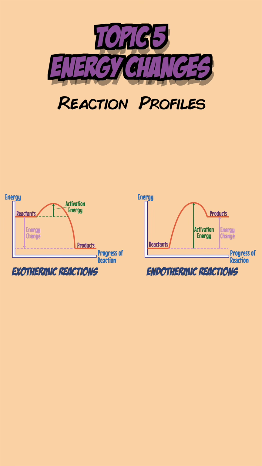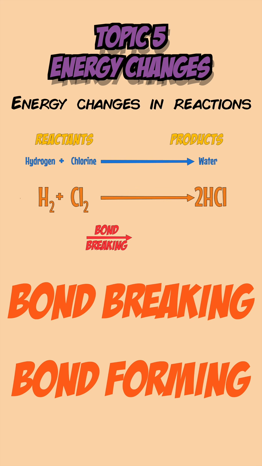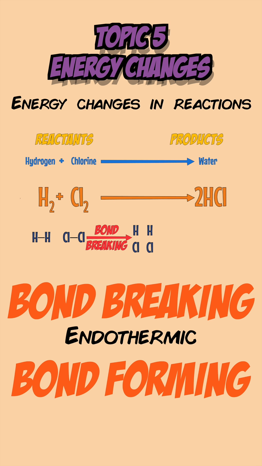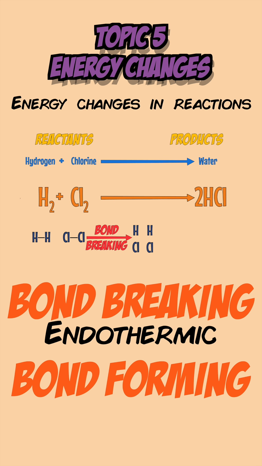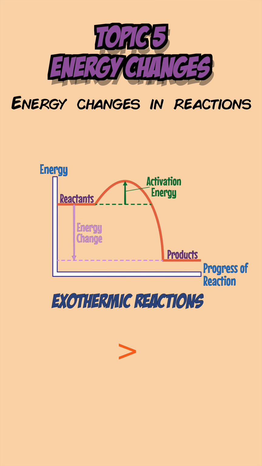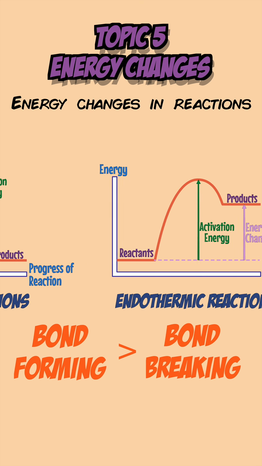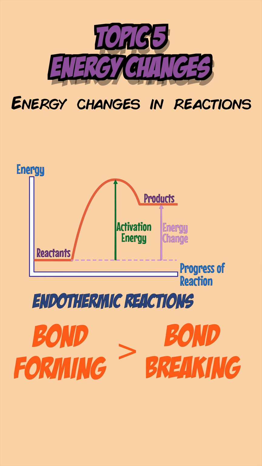During any reaction, there are always two processes that occur: bond breaking and bond forming. Bond breaking first occurs where all the bonds of the reactants are broken using energy, and this process is endothermic as it takes in energy. The atoms are then rearranged, and bond forming occurs where new bonds are created to form the final products. This process is exothermic and releases energy. In an exothermic reaction, more energy is released during bond forming than is taken in during bond breaking. Whereas in an endothermic reaction, more energy is taken in during bond breaking than is released during bond forming.